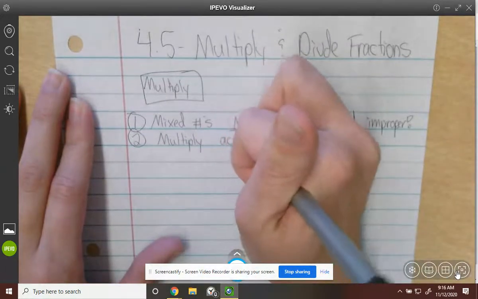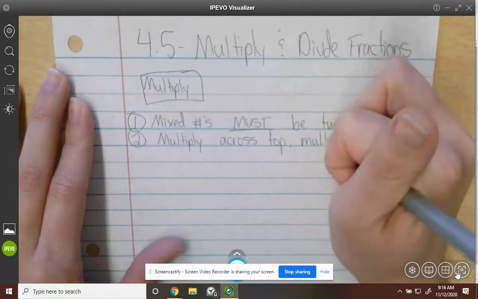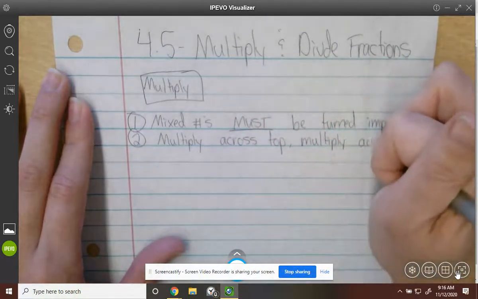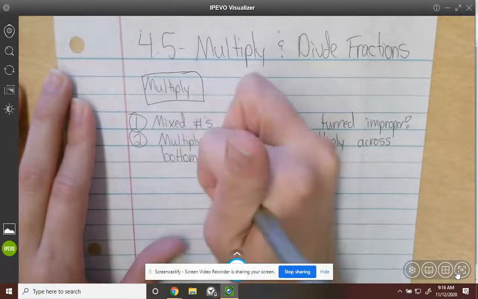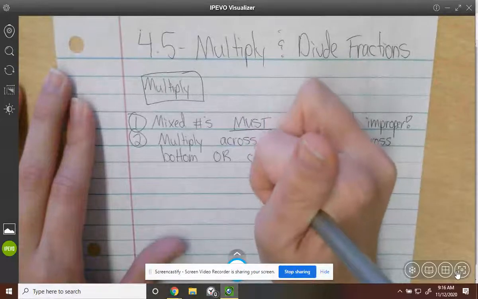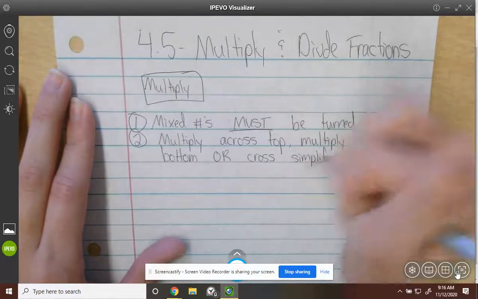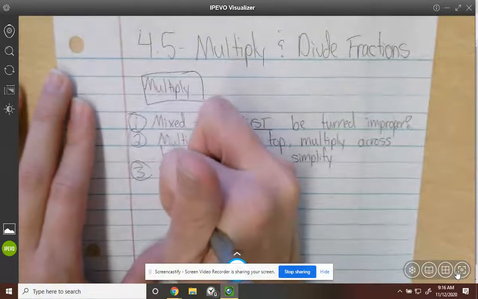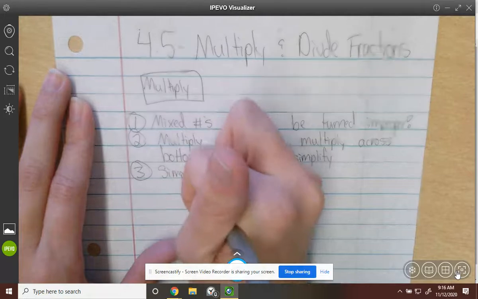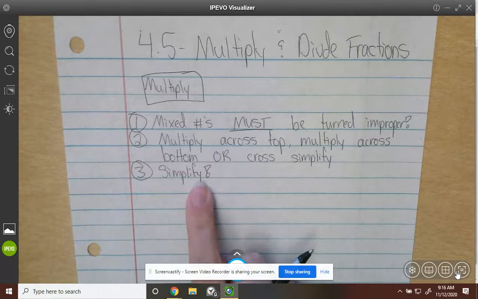across top, multiply across bottom, or I can cross simplify if you know what that is. And then my last step is always to simplify. I think we've learned that this chapter whenever it's saying it's wrong. Did you simplify? So make sure you check that it's as simple as it can get.